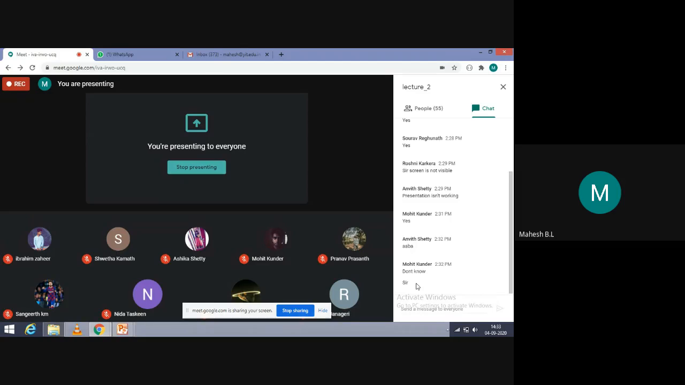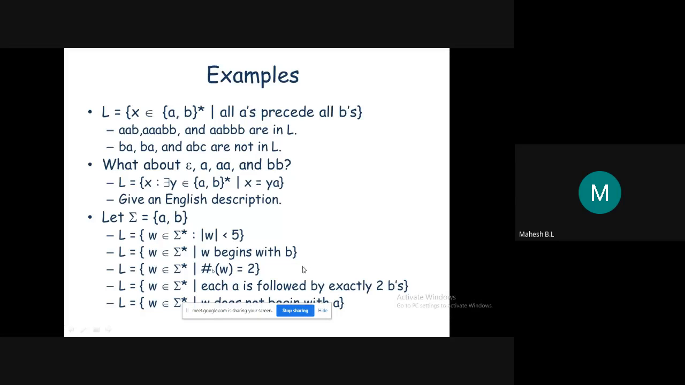See, here, what is the language? Language L is equal to, okay, L contains those strings which are formed using A's and B's and strings must end with an A.